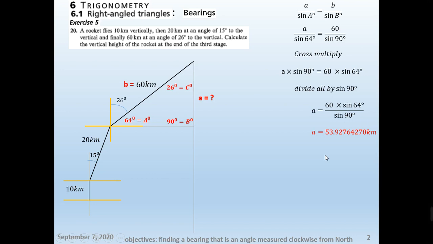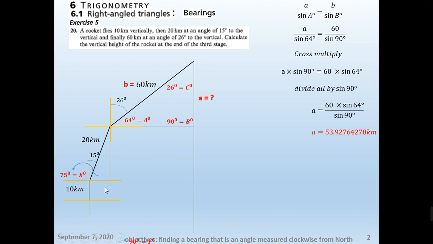Now, let's find another triangle. If we complete this line here, can you see this triangle? It's a right angle triangle. Let's find now the missing angle. If this is 15 and this one, it's going to be 90 minus 15, and I named it as x. So x is equal to 75 degrees.